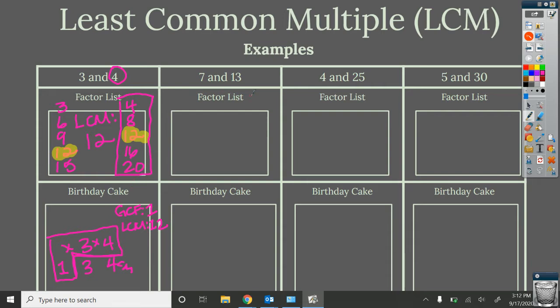Let's do 7 and 13. If you think you're already ready to do it on your own, pause it and try it. If you're not, you can follow through with me. So I'm going to start with my factor list. And before I do that, I'm just going to make sure, does 7 go into 13 evenly? Is 13 a multiple of 7? And it's not, because 14 is a multiple of 7, and there's not a 7 between 13 and 14.